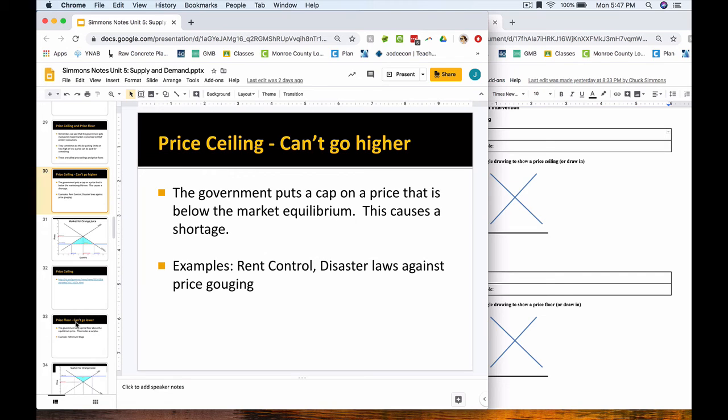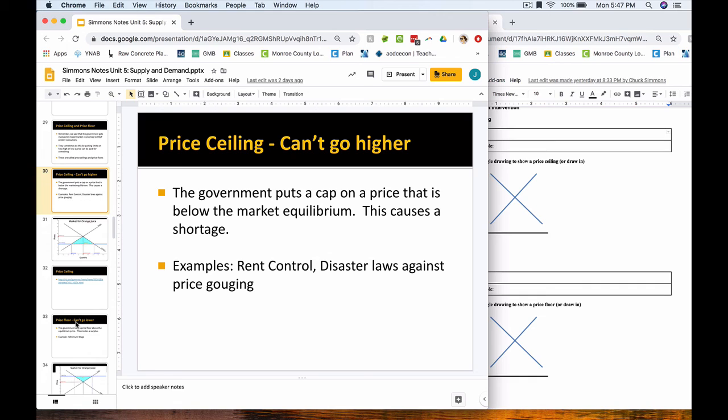The governor and the president have declared a state of emergency, so Ingles can't raise the price on toilet paper. Because of that, they're sold out. People can buy more at that lower price, so you end up with shortages. So you're going to indicate your shortage by opening this graph and drawing your shortage line here. Okay?